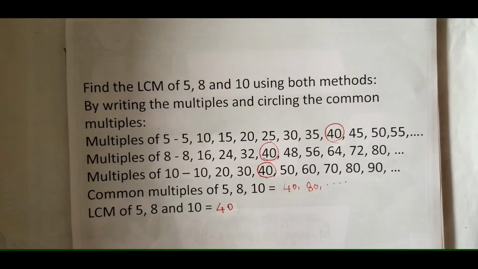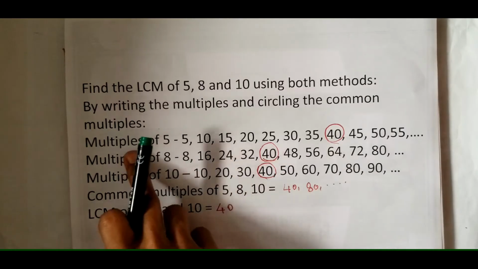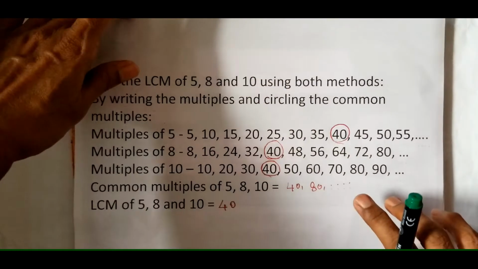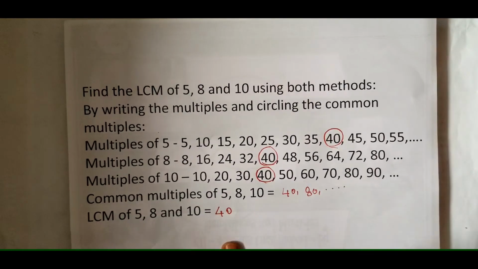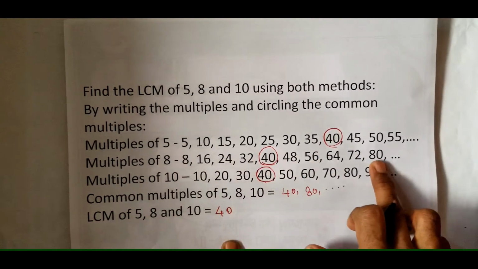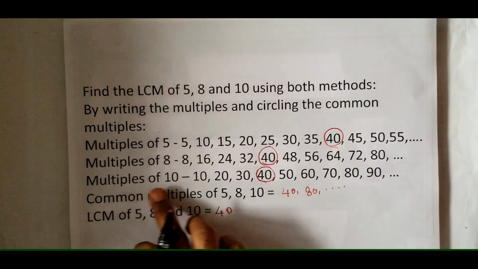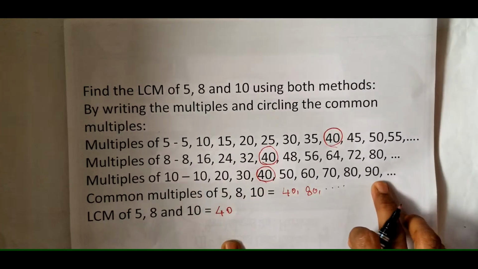Okay children, let us now find the LCM of 5, 8 and 10 using both methods. First by writing the multiples and circling the common multiples. I have written the multiples of 5 from 5 till 55 and I have put dots because the multiples are infinite. Then multiples of 8 from 8 till 80. Then finally multiples of 10 from 10 till 90.